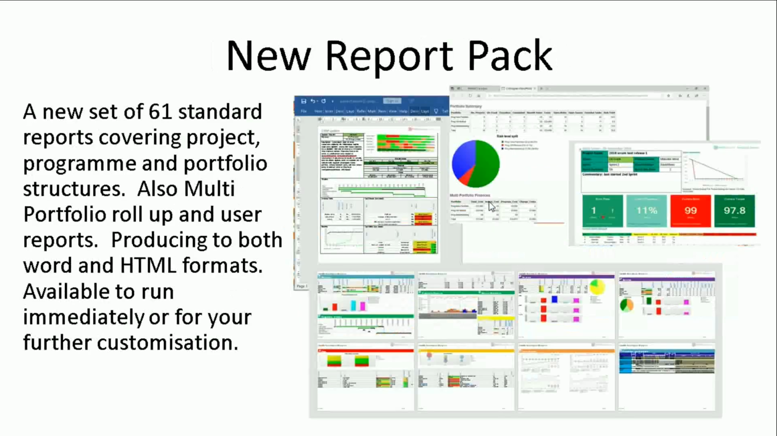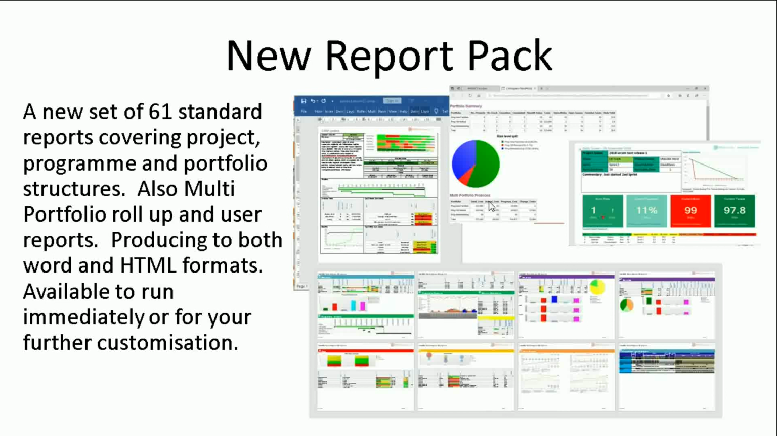New reporting pack, picking up on quite a lot of that trend functionality, but also other things that we've been putting in reports just recently. So we've had a complete refresh of the whole reporting set. There are now 61 standard reports, from project and program and portfolio reports to multi-portfolios, which roll up your collections of projects towards an organizational set of figures, and also user type reports as well.